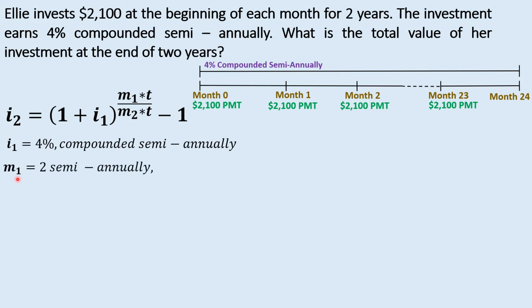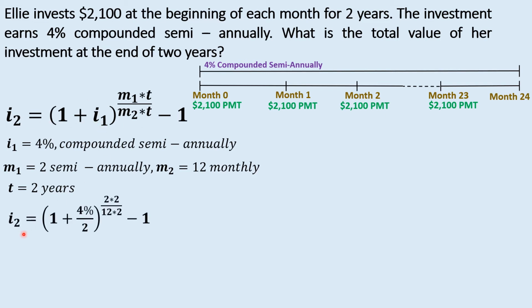Now your M1, in this case, is the frequency of the 4% given in the question, or of the current interest rate that you already have. M2 is the frequency we're trying to achieve, right? In this case, we're trying to achieve the frequency of 12, which is a monthly interest rate. And the time period, which is the last thing, is 2 years, which is also given in the question. So now that we have all this information, we just have to plug it into our equation and solve for I2.